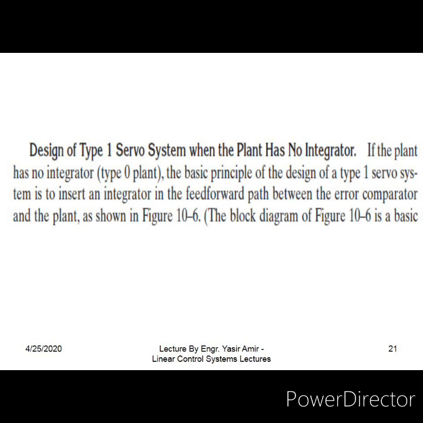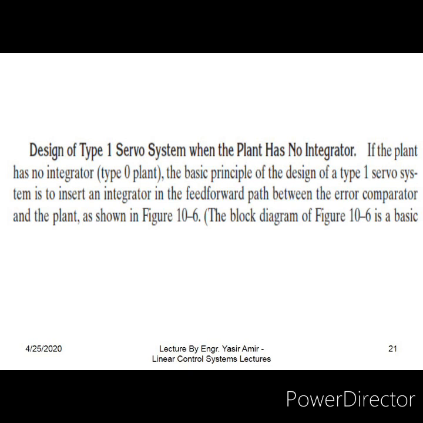Now we talk about the other case. Type 1 design of type 1 servo system where the plant has no integrator. What we have so far seen is the case where the plant has a free integrator, and we designed a type 1 servo system where the plant has a free integrator. But now we are discussing another situation where the plant has no free integrator. If the plant has no free integrator, that is, the plant is a type 0 system, in that case the basic principle of the design of a type 1 servo system is to insert an integrator in the feedback path between the error comparator and the plant, as shown in the figure.